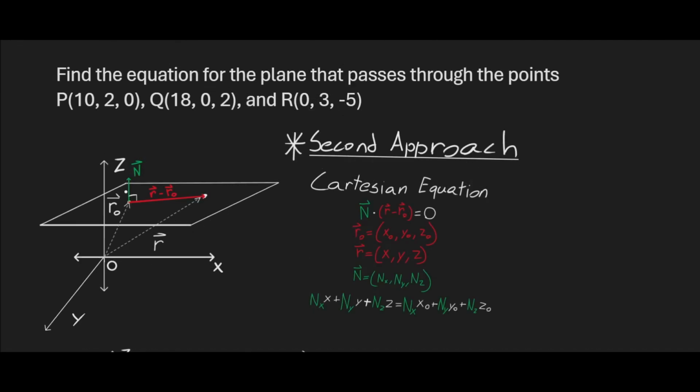Alright, so to find the equation of a plane using the second approach, we need to find the normal vector to the plane. The normal vector is a vector that makes a 90-degree angle with the plane. We also need to find this vector, which is a parallel vector to the plane. And this vector goes from the point which the vector R0 points towards to R, which points to any generic point on the plane. So once we have the normal vector and a known point on the plane, we can put it into this formula, which we saw earlier, to get the equation for the plane.